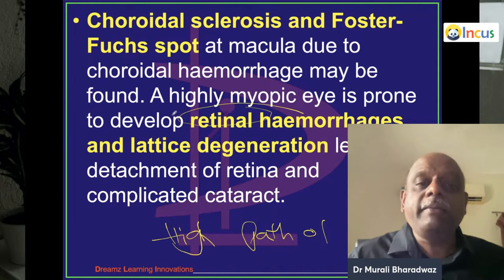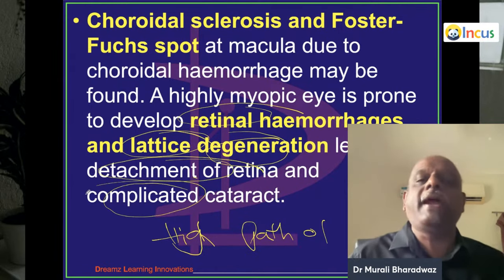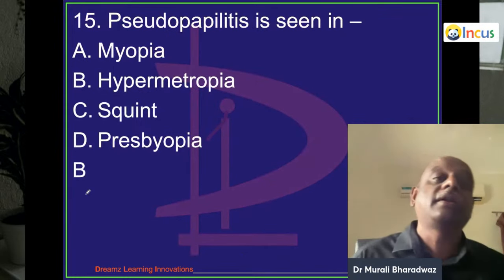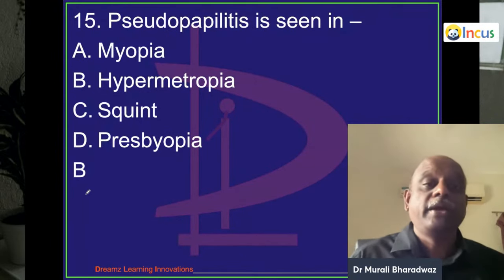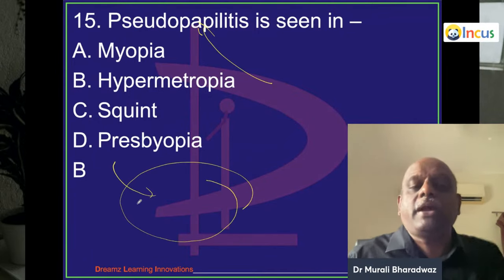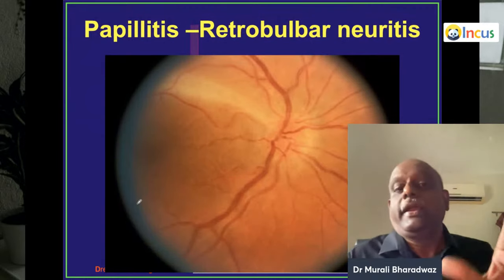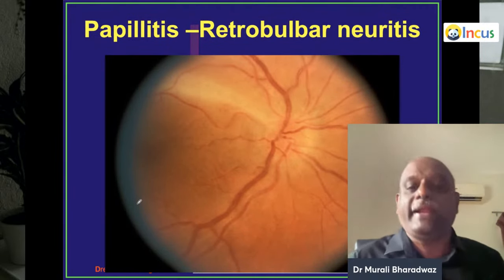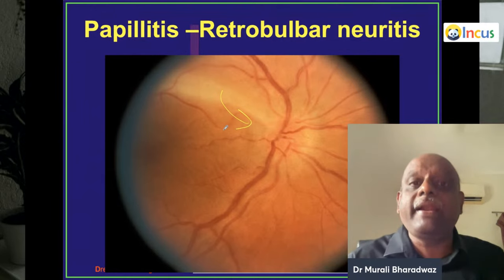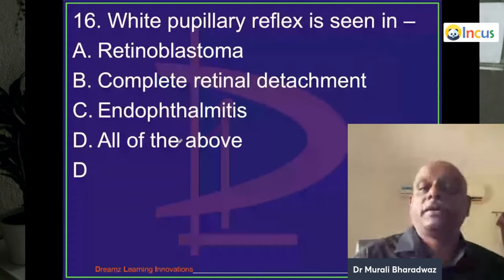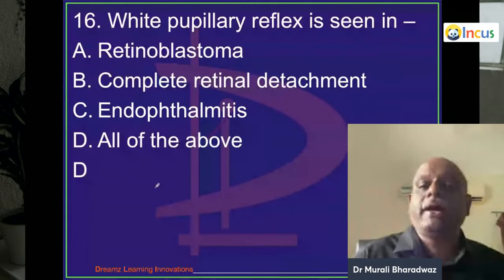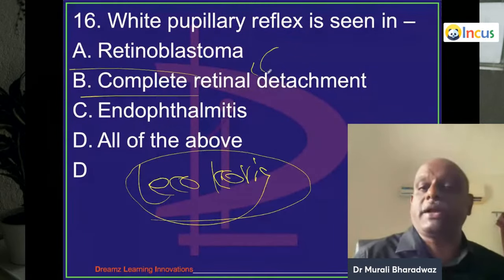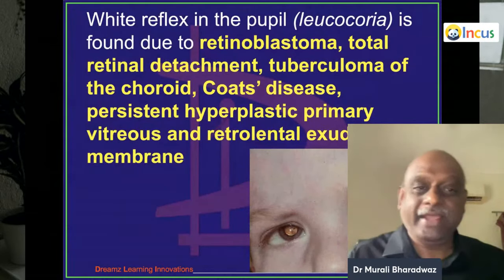So, retinal hemorrhages, lattice degeneration, retinal detachment, complicated cataract, they're all the complications in very high pathological myopia. Where do we see pseudopapillitis? Whenever the eye becomes small in a hypermetropic individual, then it looks like papillitis, but not really papillitis. A real papillitis is what you need to remember. White pupillary reflex? Leukocoria. Leukocoria, it is called. It is a feature in retinoblastoma, complete retinal detachment, and endophthalmitis is what you need to remember.